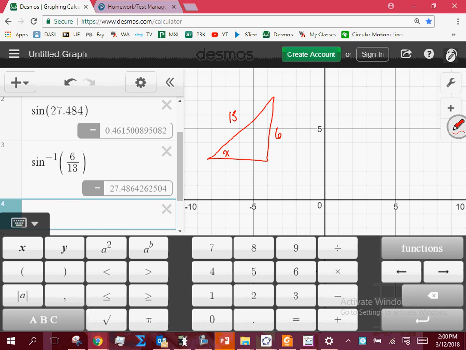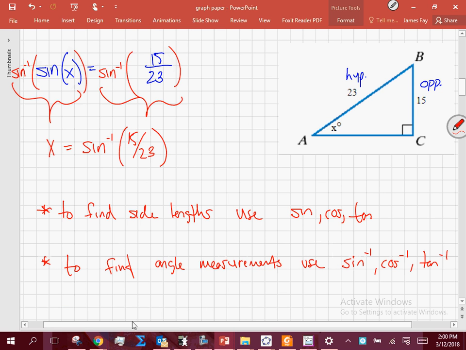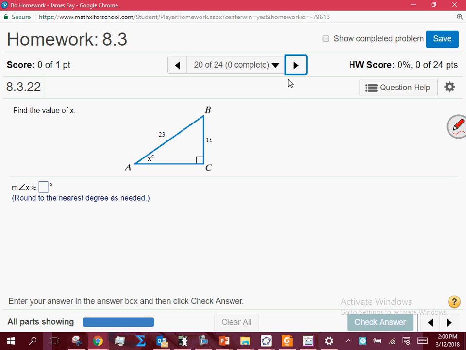So that's what those inverse buttons are going to do for you. It becomes pretty useful. So anybody have questions on that? We're all on the same page on how to do that? All right. The last question.